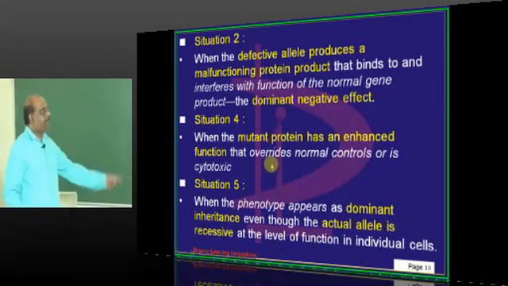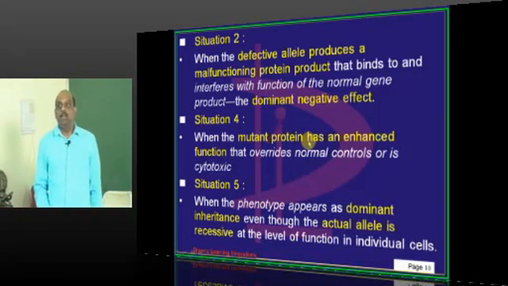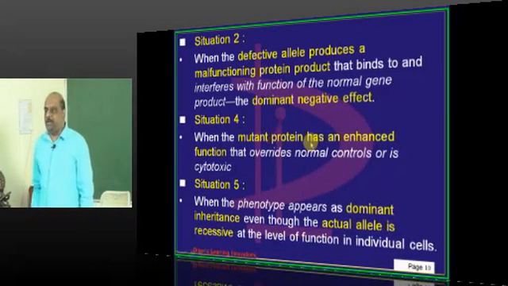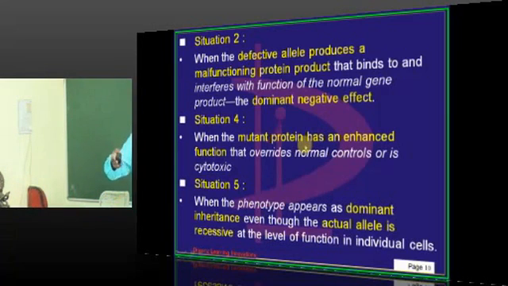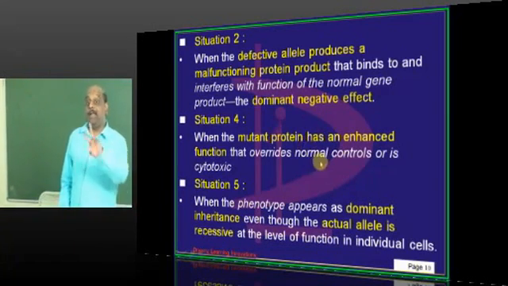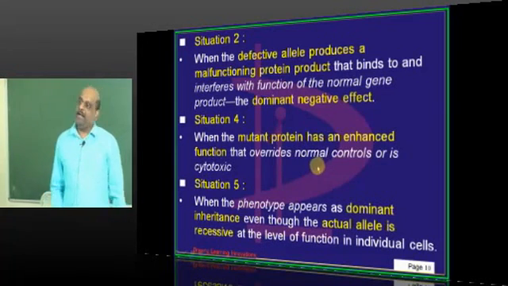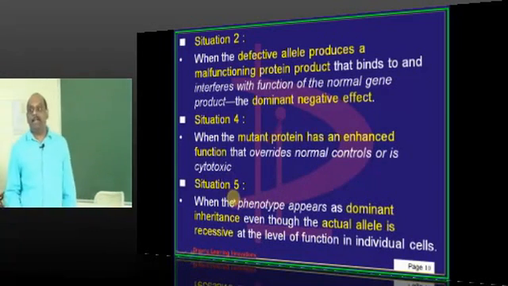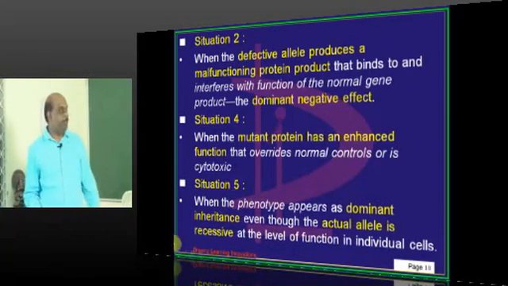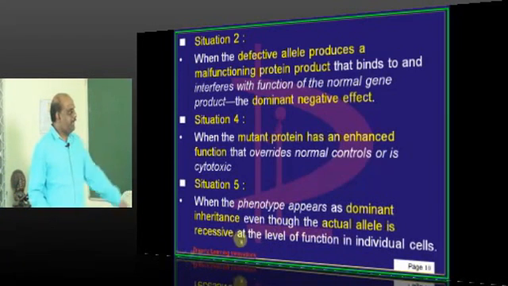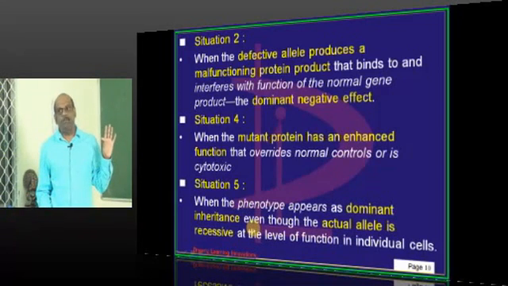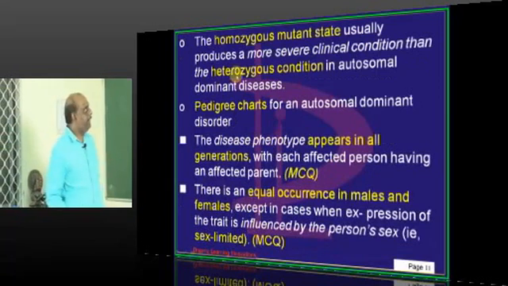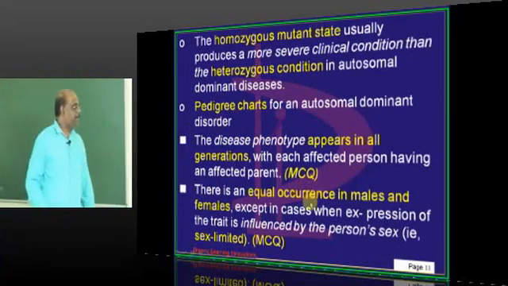Then the next important situation is that the abnormal protein is produced at 50% only, but that abnormal protein has enhanced function. I mean enhanced malfunction. That is also leading to abnormality and a cytotoxic effect in autosomal dominant. So these are the various mechanisms. Ultimately, the bottom line is what? In the heterozygous state also, autosomal dominant disease will be clinically expressed, is what needs to be remembered.